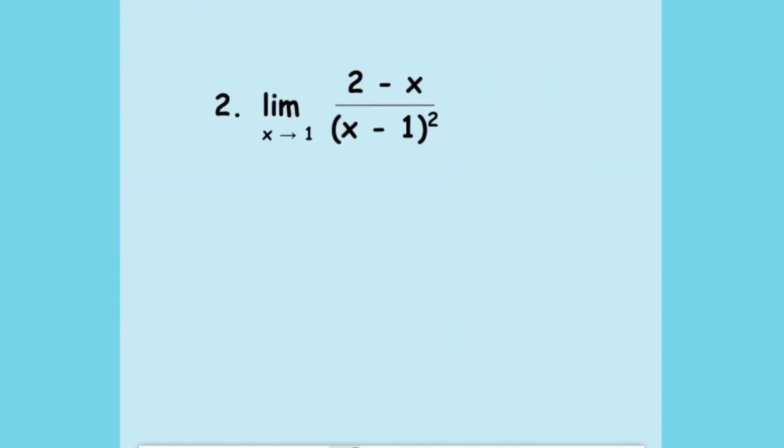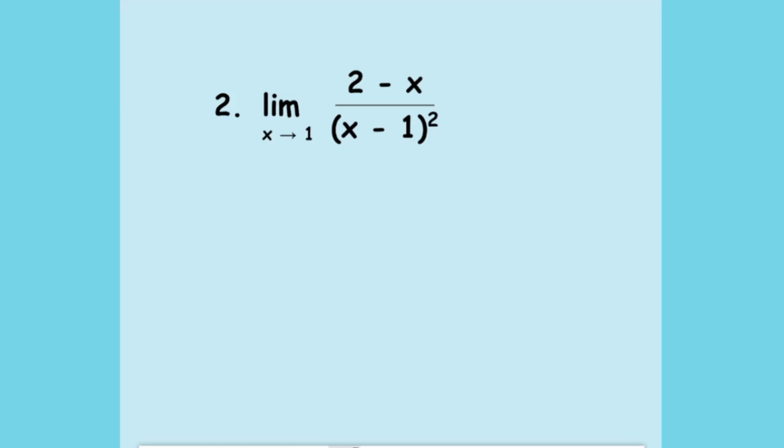So in our second example, we have the limit as x approaches 1 of 2 minus x all over x minus 1 squared. So I want you to take note that what x is approaching, it's just 1. It's not a one-sided limit, so it's not asking for a specific direction. It's just saying the limit as x approaches 1. So keep that in mind.